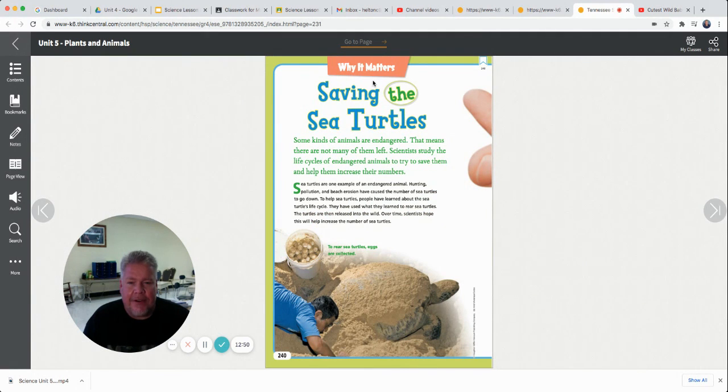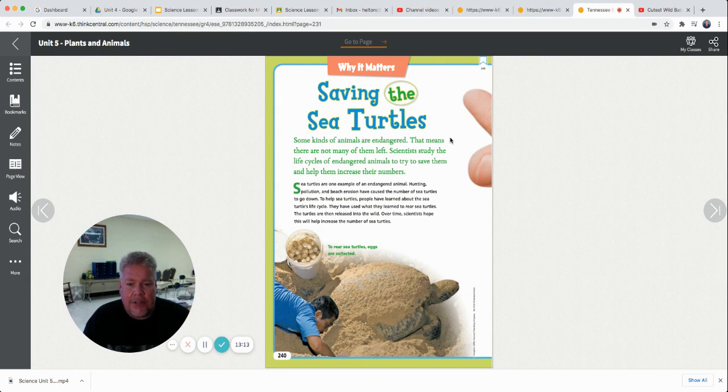Why all this matters? Saving the sea turtles. Some kinds of animals are endangered. That means there are not many of them left. So scientists study the life cycle of endangered animals to try to save them and help them increase their numbers. Sea turtles are one example of an endangered animal. Hunting, pollution, and beach erosion have caused the number of sea turtles to go down.